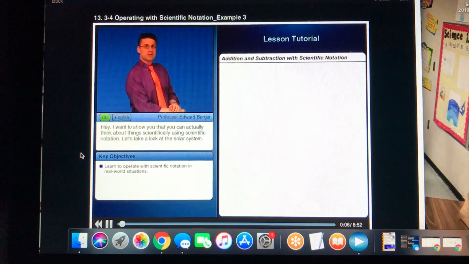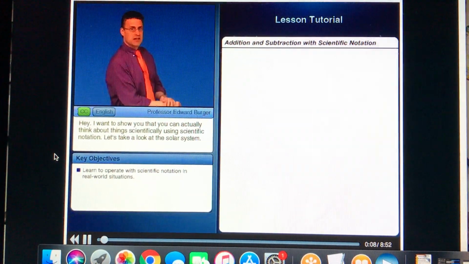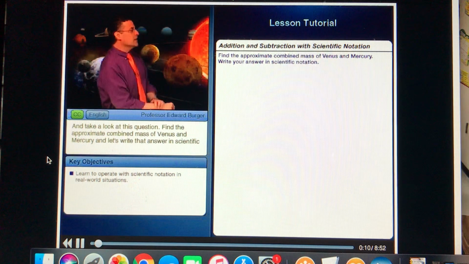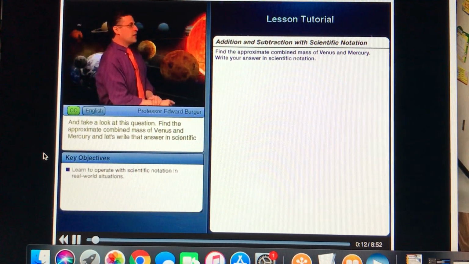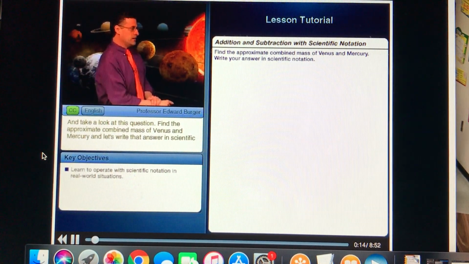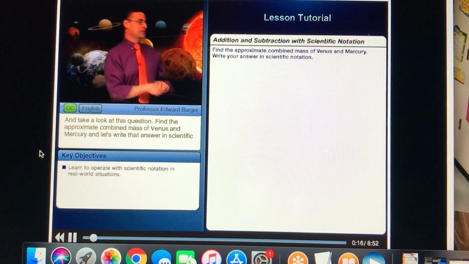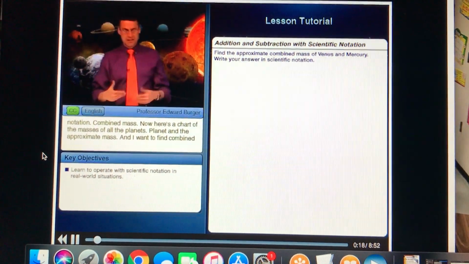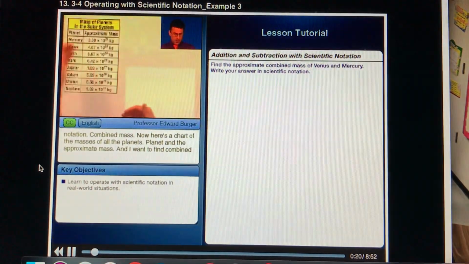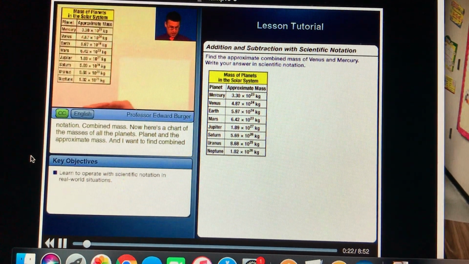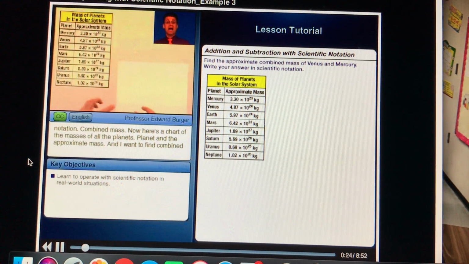about things scientifically using scientific notation. Let's take a look at the solar system and take a look at this question. Find the approximate combined mass of Venus and Mercury. And let's write that answer in scientific notation. Combined mass. Now here's a chart of the masses of all the planets, planet and the approximate mass, and I want to find combined mass.